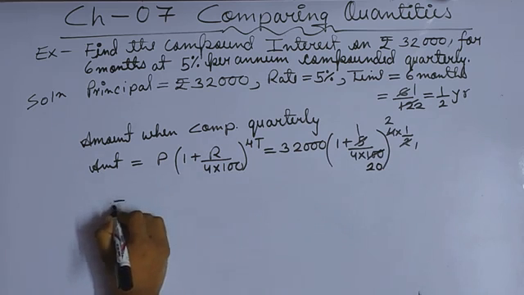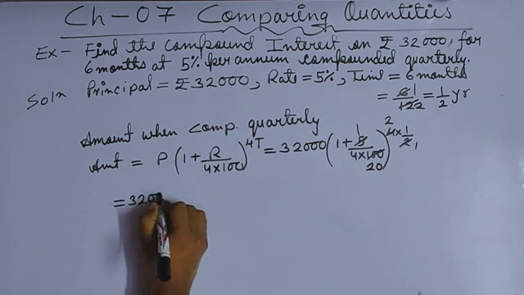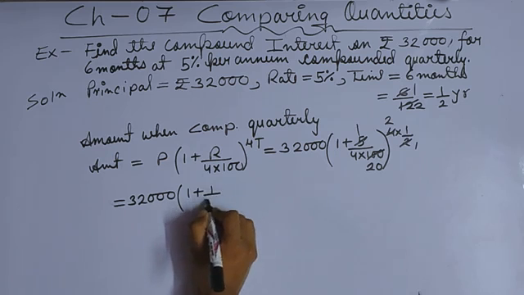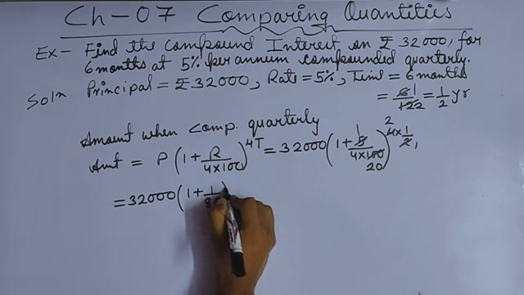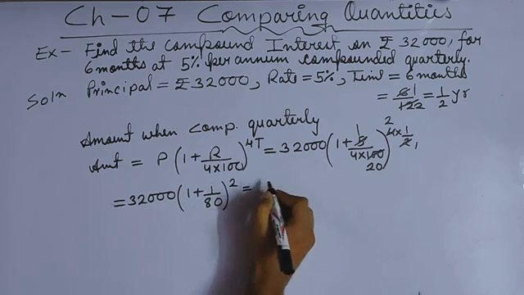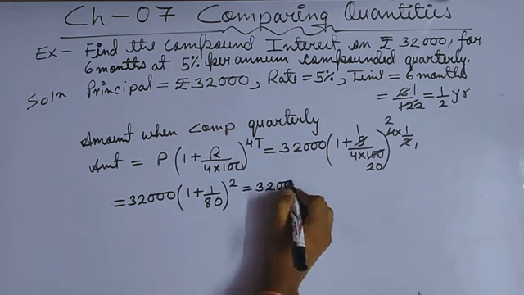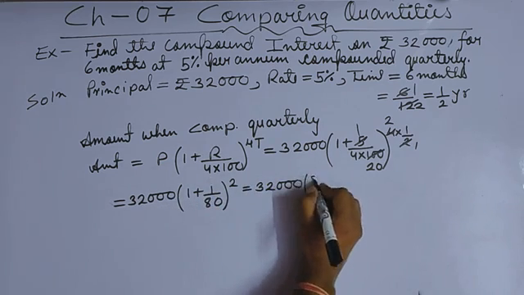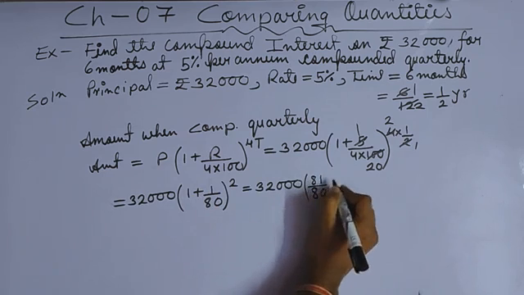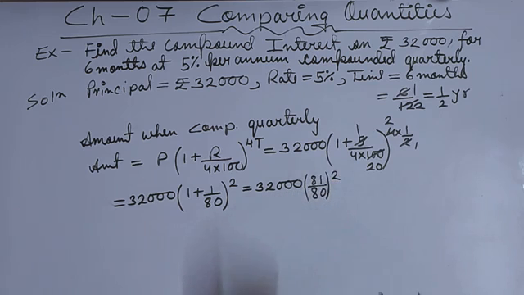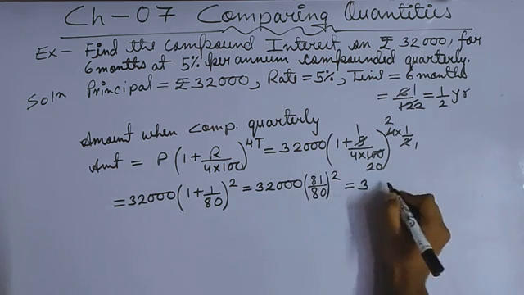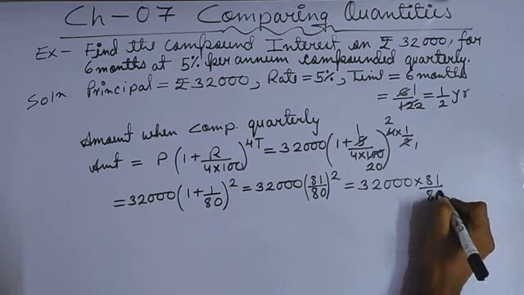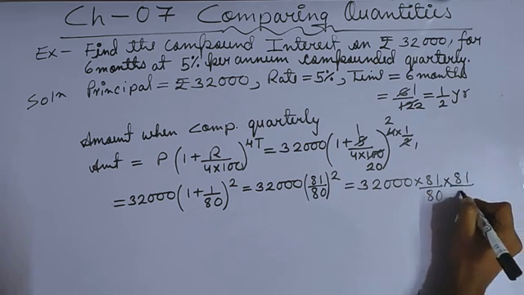So what are we getting? We are getting 32,000 into bracket 1 plus 1 upon 4 multiply 20, that is 80, to the power 2. This equals 32,000 into 1 plus 1 upon 80, that will be 81 upon 80 to the power 2. So on solving it, this is 32,000 multiply 81 upon 80 multiply 81 upon 80.